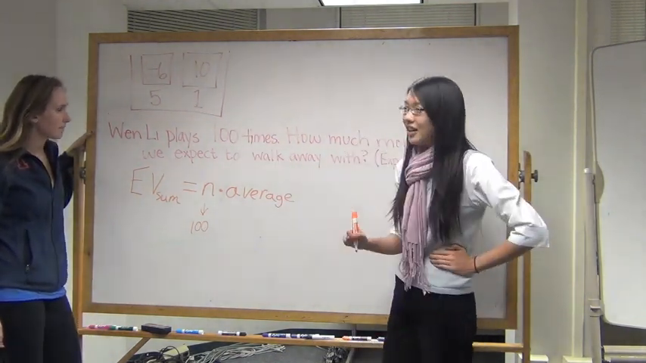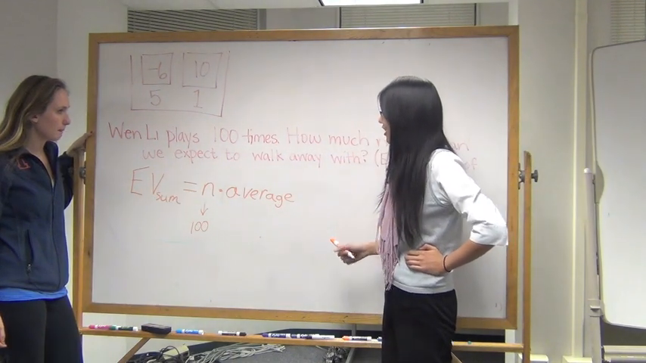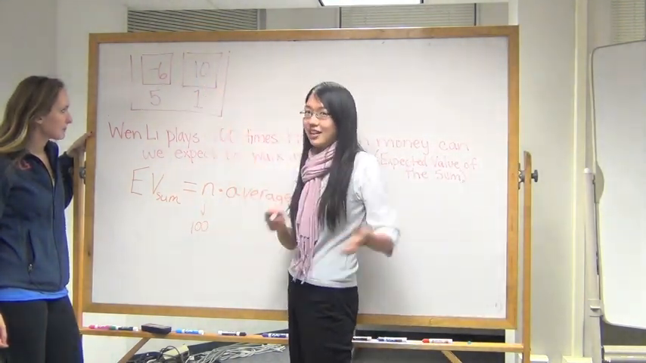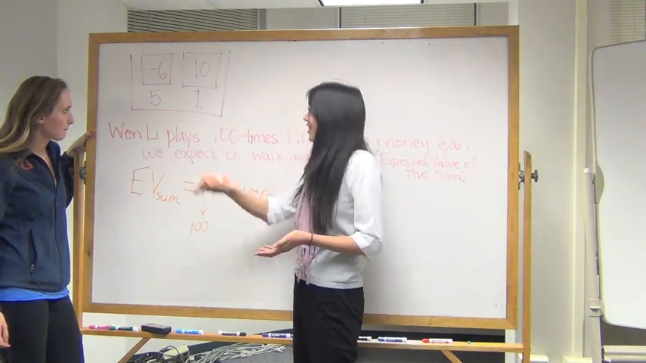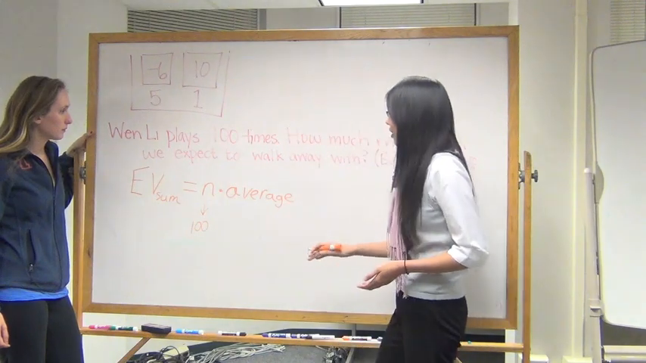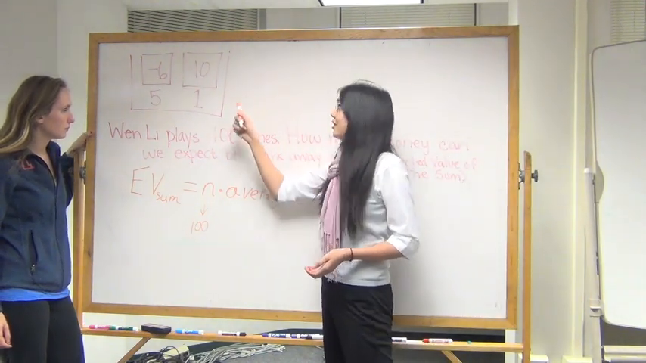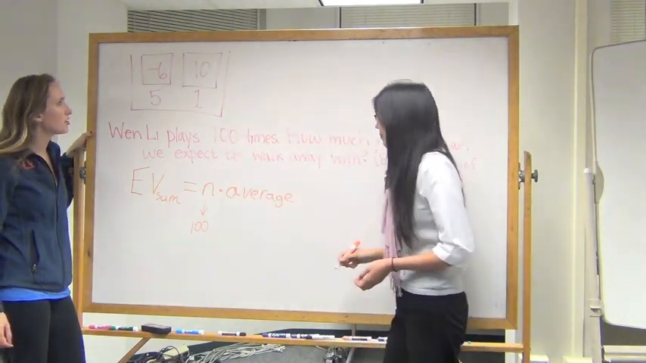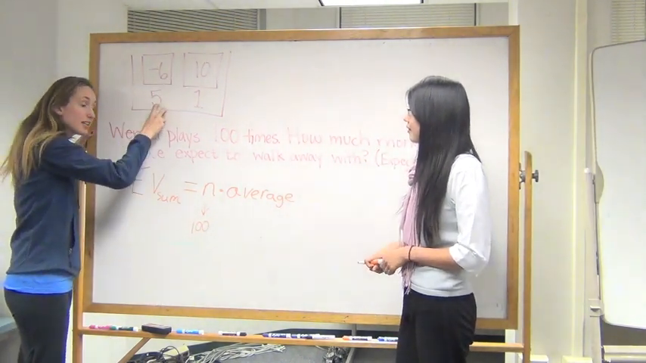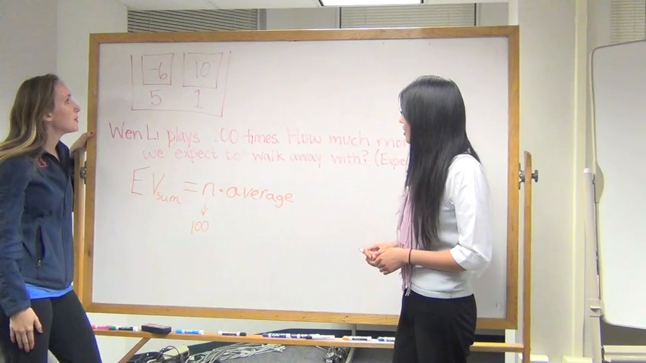A lot of mistakes I've been seeing lately is that people just see negative 6 and a 10, add them together and divide by 2 because that's the number of tickets, right? But that's not right at all. We have to account for every single ticket in the box. Yes, because there are 2 types of tickets, but there are actually 6 total tickets. Right. You need to divide by 6.